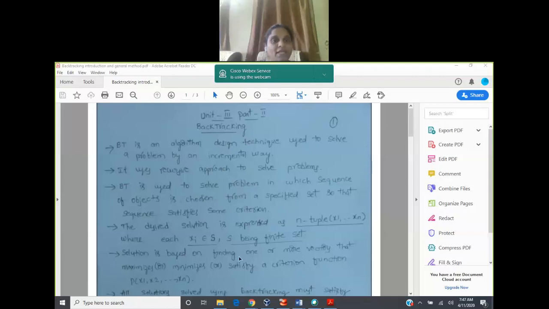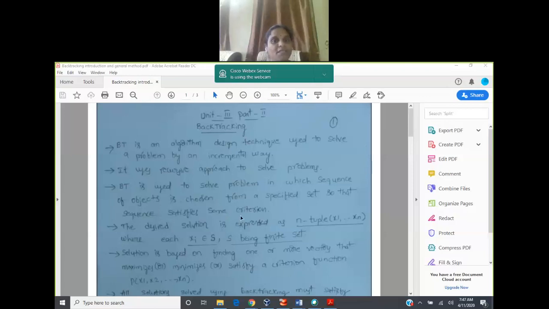For example, the knapsack problem comes under the minimization problem. Traveling salesperson problem comes under the minimization problem. Sorry, knapsack is a maximization problem, and job sequencing is a maximization problem. Traveling salesperson problem is a minimization problem. So, depending upon minimization or maximization, the optimal solution will be defined.